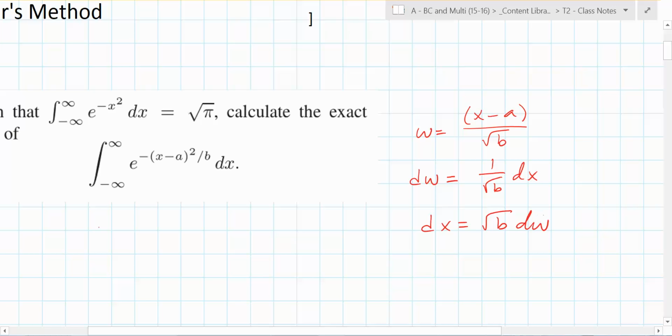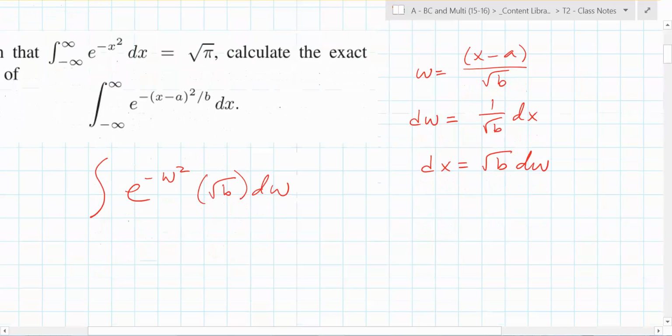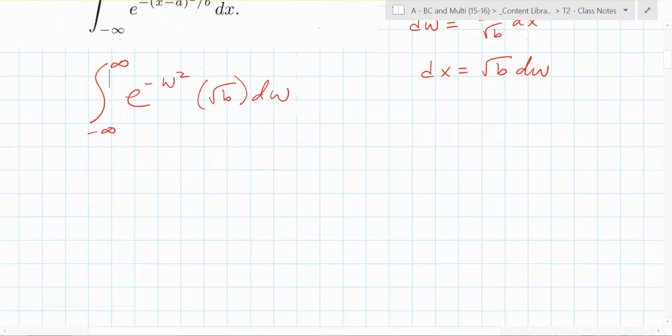Cool. Okay. So then we have the integral of e to the what? Negative what? Good job. And instead of dx we have square root of b dw, like that? Is that correct? Nice. What happens to the limits of integration? They're the same thing, right? Yeah. Negative infinity to infinity. Now what? Take out the square root of b. Yeah, take out the constant. Negative infinity to infinity, e to the negative w squared dw.